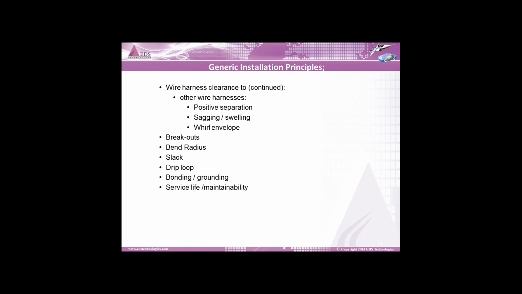Why is harness clearance very important? Sacking is required, drilling in the breakouts, and sometimes very important is what the bend radius should be, what the slack should be, what the drip loop should be, what the grounding systems should be, and the service life and maintainability. That means when maintenance happens, you should be able to easily unplug your cable and change it with a new one. So a modular design of the electrical harness is required. If modularity is not there, it will be very difficult for you to design the process. These are some of the important factors we need to take care of while generating the installation process.